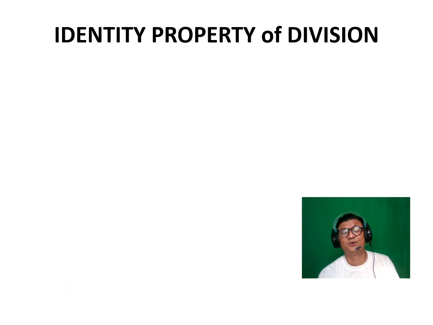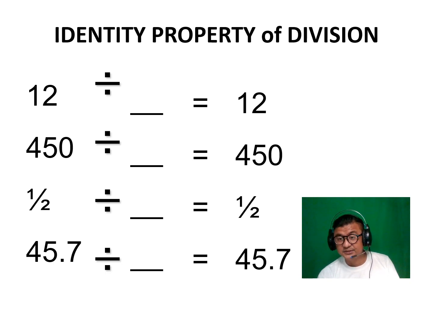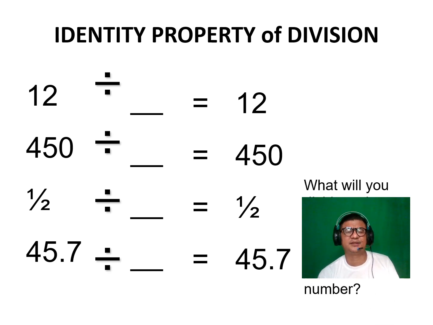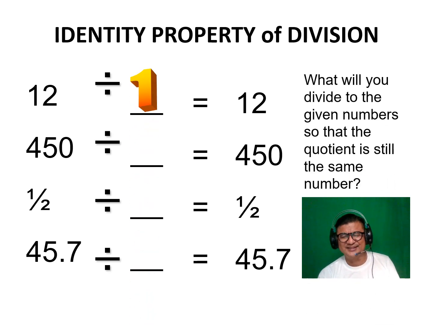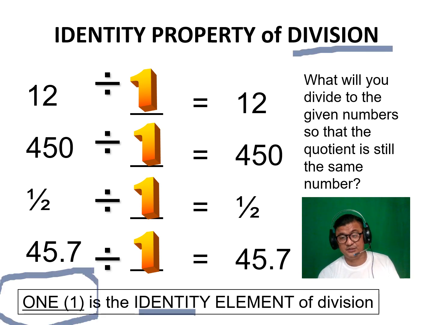How about for division? What will I divide with this number and the result is still the same number? Can you type it? Aha, this is challenging, huh? Think. Would it be a 1? No. Or a 0? No? Think. Okay. Correct. It's a 1. There you go. Divide any number by 1, it's still the same number. Again, 1 is the identity element of division.